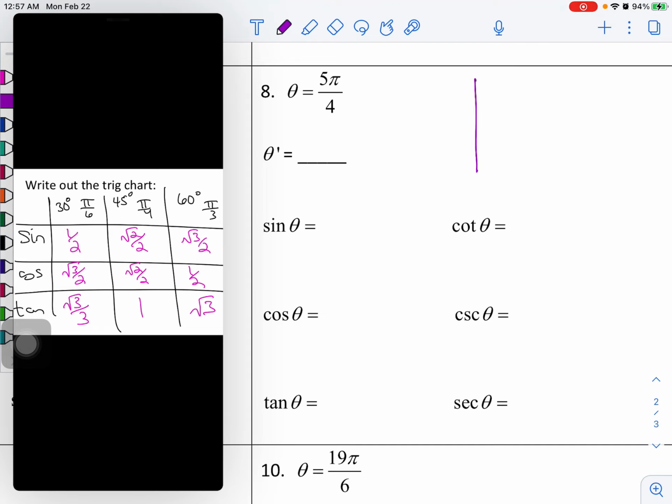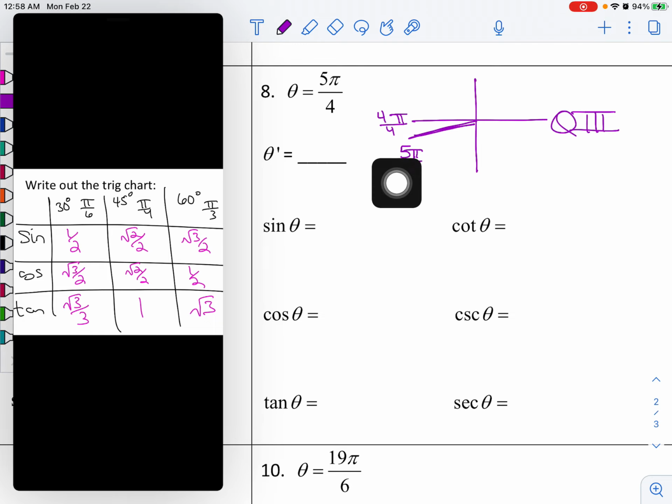All right, so 5 pi over 4. I'm going to actually use the trig chart for this one. So I feel like we did 5 pi over 4. I think we did. It was probably just a different reference angle, or a different angle value. So 5 pi over 4 is sitting here in quadrant 3. The way I know that is I know this is pi, which would be 4 pi over 4, and 5 pi over 4 is just a little bit more than that. So reference angle is going to be pi over 4.